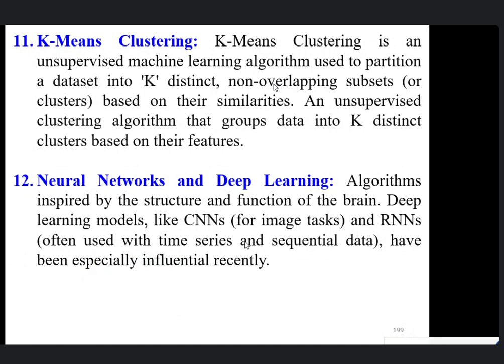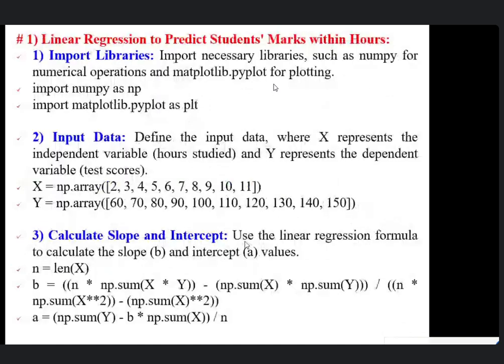Neural networks and deep learning algorithms are inspired by the structure and function of the brain. Deep learning models like CNN, convolutional neural networks, are used especially for image tasks, and recurrent neural networks are used for audio and video within time series and sequential data. RNNs have been especially influential recently in deep learning techniques.